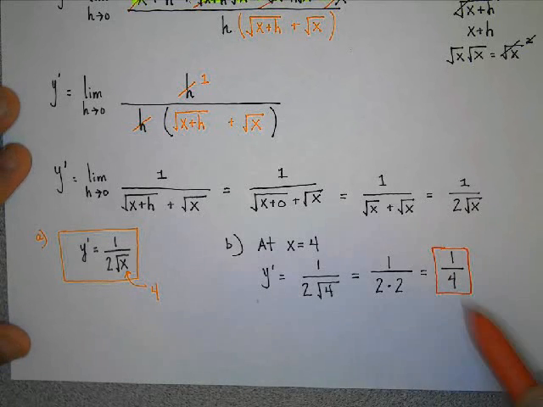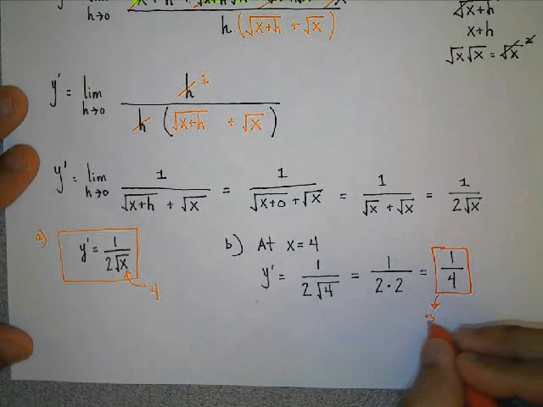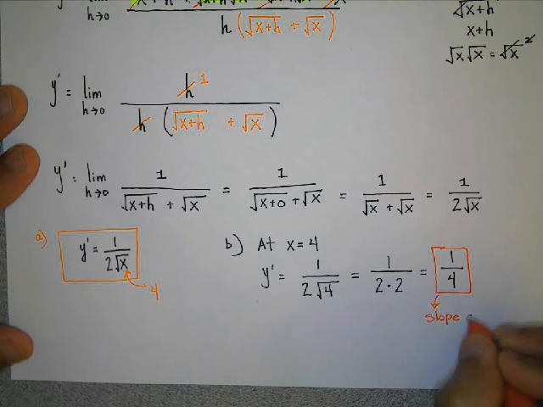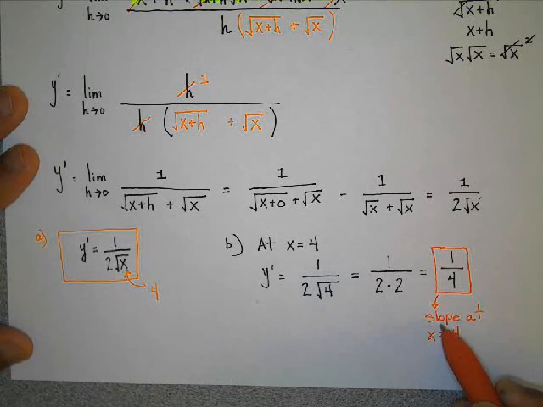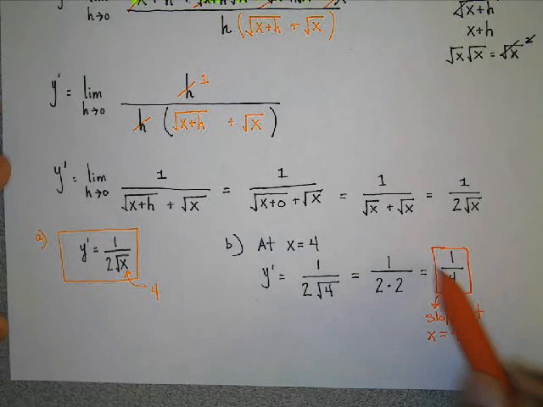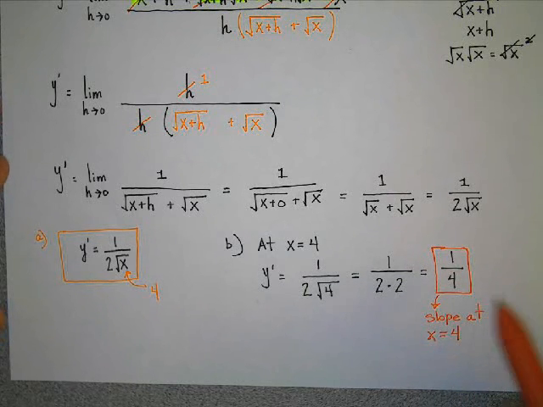Another way to think about this is that the slope at x equals 4 is 1/4. The rate at which the graph is changing at x equals 4 is 1/4. That's another way to think about this answer here. So in the next video, we'll answer the question to part C, which is finding the tangent line.